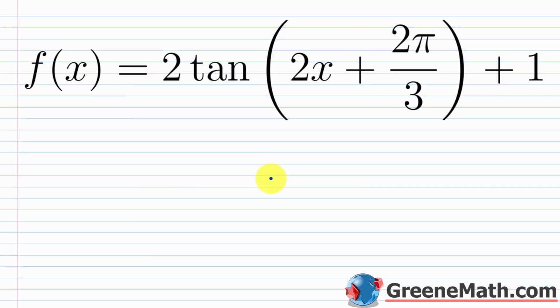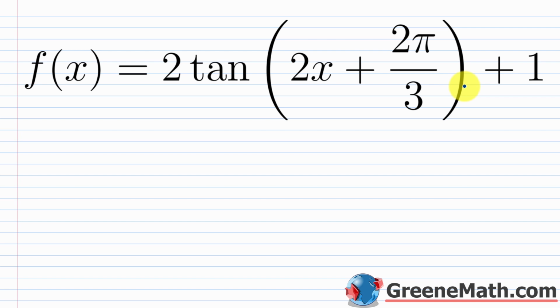All right, let's take a look at an example with the tangent function. So we have f of x equals 2 tangent of 2x plus 2 pi over 3, plus 1. What I'm going to do is just use the procedure that we just talked about. There are alternative approaches. When I get done with this problem, I'll show you another way that you could do it. I'll just do a few points using graphing transformations only.